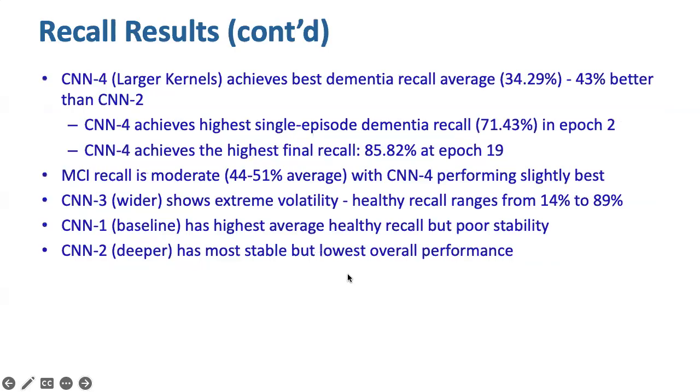For recall results, CNN4 again performs better than the others, with 34.2% average over the epochs, and that is 43% better than CNN2. CNN2 has the most stable performance, but the lowest overall performance. And CNN3 again shows higher volatility. MCI recall is also on average around 45 to 55%, about 50%, but CNN4 performs better.